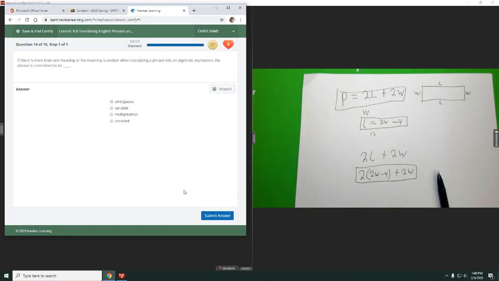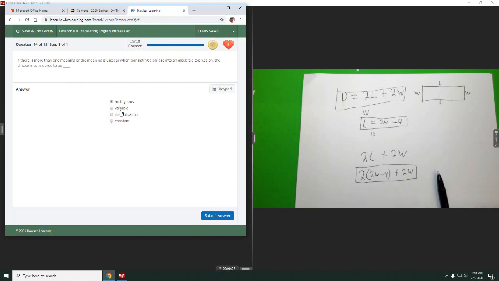All right, number 14, it says if there is more than one meaning or the meaning is unclear when translating a phrase into an algebraic expression, the phrase is considered, and this is one of the definitions, it meant ambiguous. I wish I could go back and show it to you, but if we go through the section, you can kind of see if there's more than one way to write it, it's ambiguous.